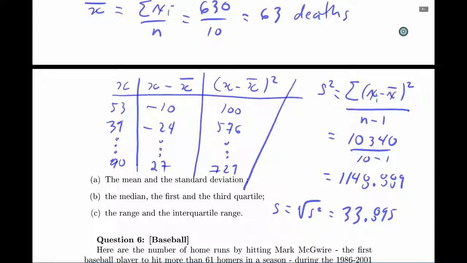Okay, and so this was a computation of our sample standard deviation by using the definition of the sample variance. Alright, so that's it. This is how you compute the sample mean and sample variance, or the sample standard deviation, for a numerical variable with a handheld calculator.